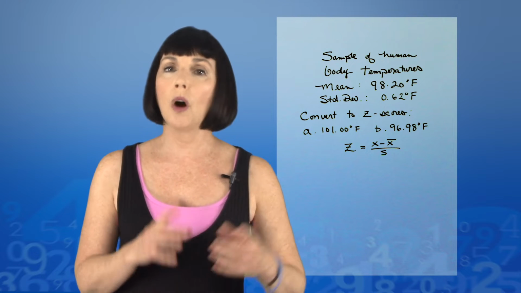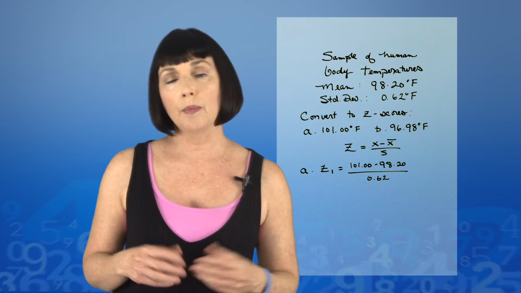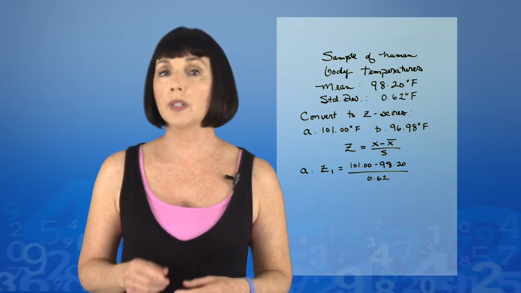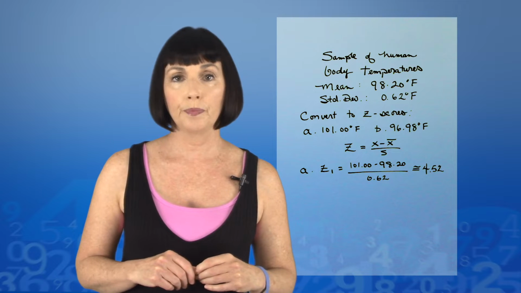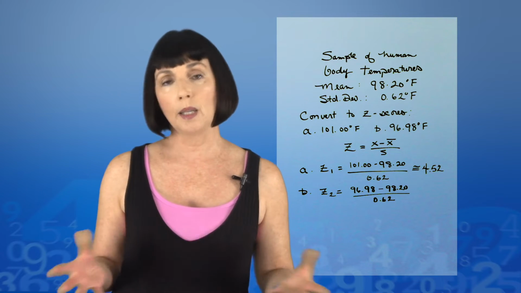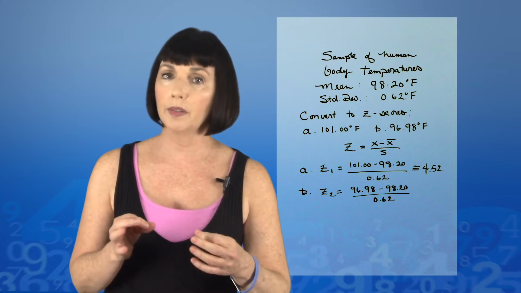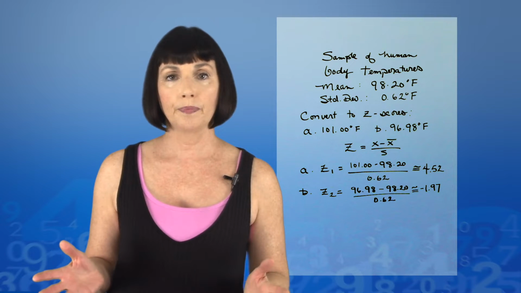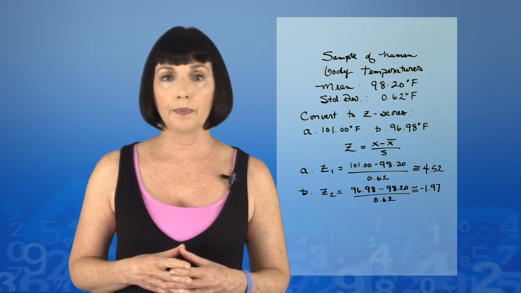So let's do our first measurement there. We have 101.00 minus 98.20 divided by 0.62. That gives us, rounded off to 2 decimal places, 4.52. And for our second value, we have 96.98 minus 98.20 divided by 0.62. And that gives us, rounded off to 2 decimal places, negative 1.97. So these are the z-scores for these particular data values.